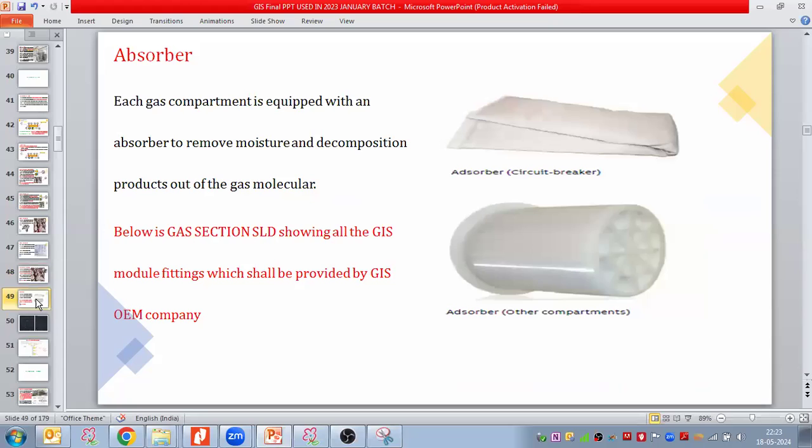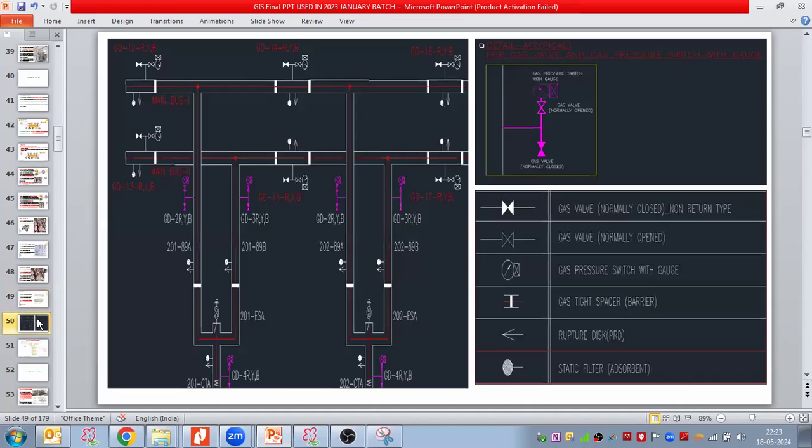The next fitting is the absorber. Each gas compartment is equipped with an absorber to remove moisture and decomposition products out of the gas molecule. Below is the gas section. Here you can see how this absorber looks. Now, next the GIS supplier has to prepare the gas SLD. In that gas SLD they have to indicate all the fittings.